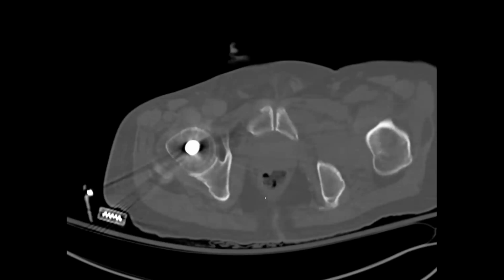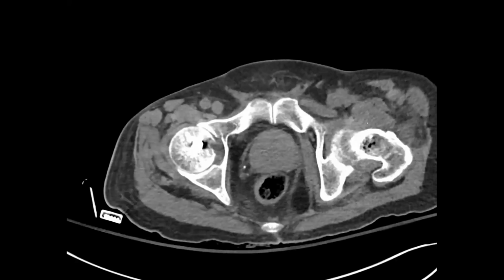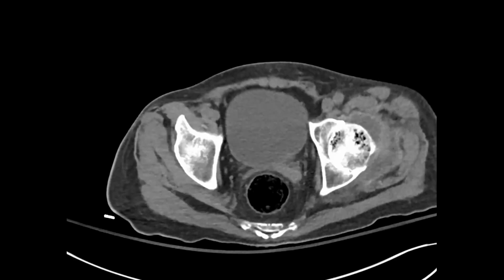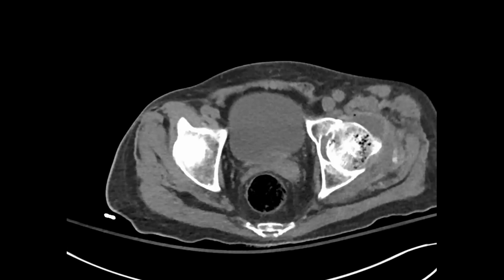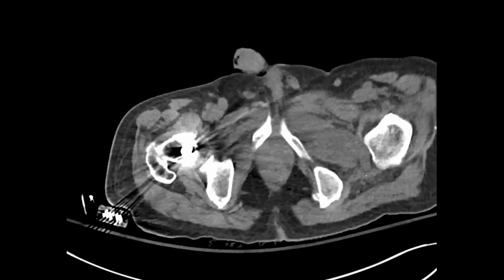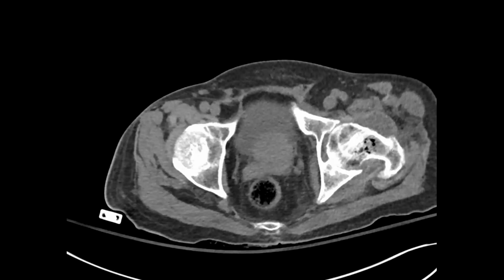There's a lot of collection around the left hip joint with air foci seen in the femur head and even in the extra-osseous space. So there's air in the bone and then a fluid collection around the hip with air in it. Is it an osteomyelitis? Yeah. So this is what's called emphysematous osteomyelitis.